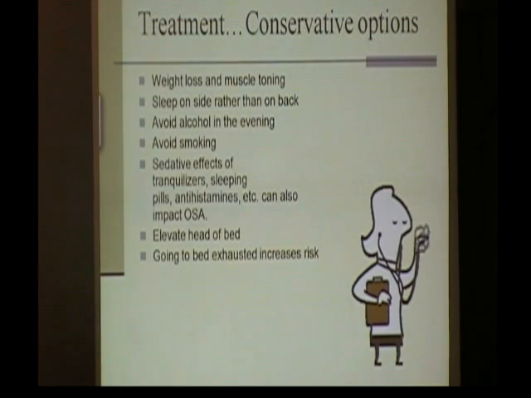In most instances, if you can drop to a normal body weight, the sleep apnea will become mild or even be cured. But it's easier said than done. Sleep on your side rather than your back. Some patients have sleep apnea that occurs only when they lie flat. But when you lay them on this side, it disappears. No alcohol, no smoking, no sedatives.